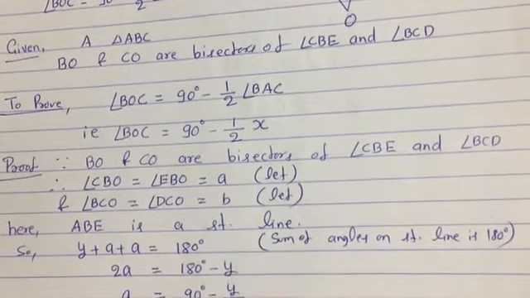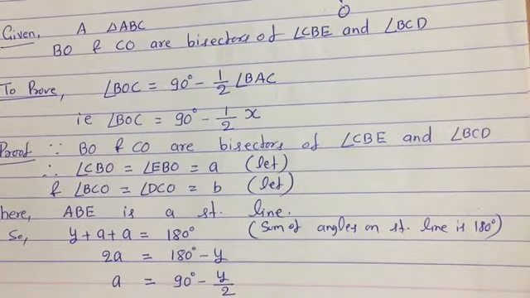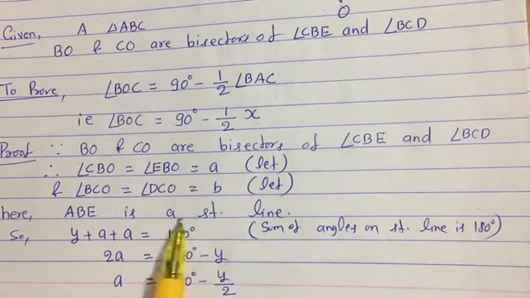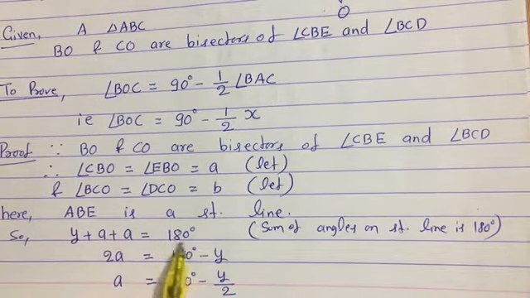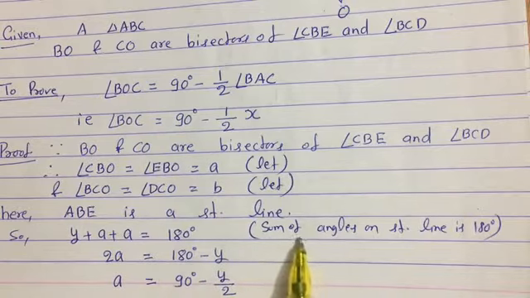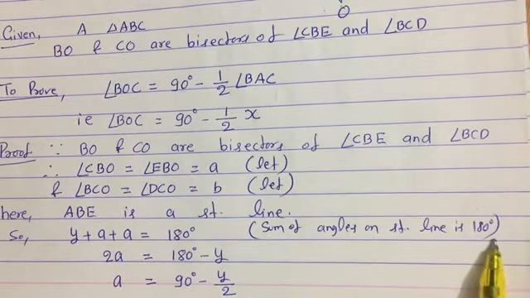Here first thing we are going to write what? ABE is a straight line. So y plus a is equal to 180. Why? Because the sum of all angles on a straight line is 180 degree.